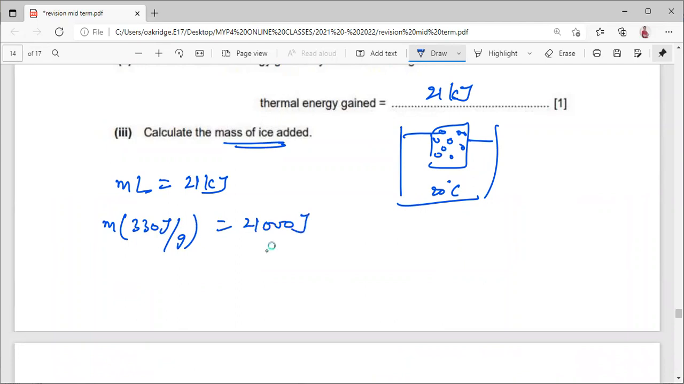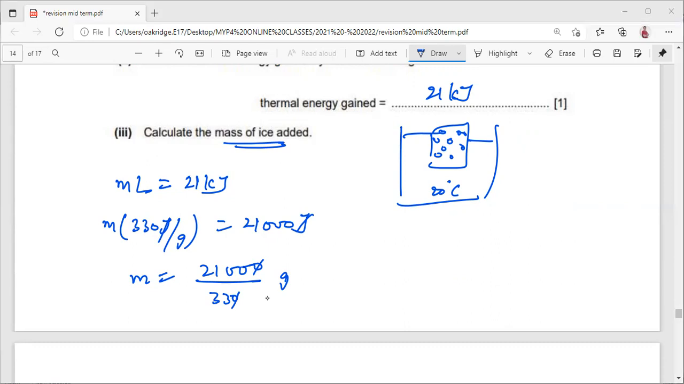I am retaining the unit once again. Look at it carefully. This joules and joules, I'll cancel it over here. So M should be written as 21,000 divided by 330. This gram goes upwards over here. And now let us calculate what is this value. 2100 divided by 33, which should be 63.63 grams. So I have retained this in terms of grams. So the mass of ice added is equal to 63.7 grams.